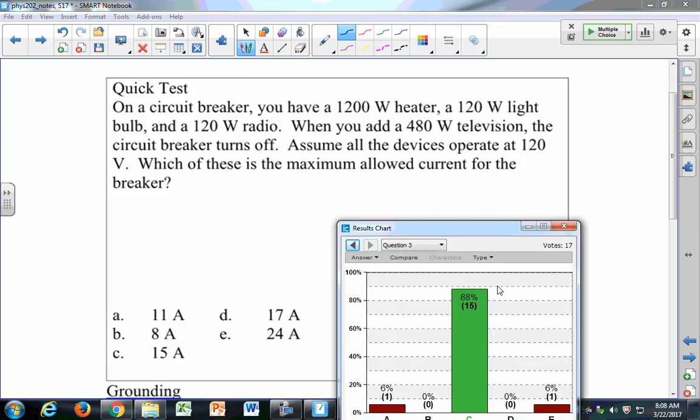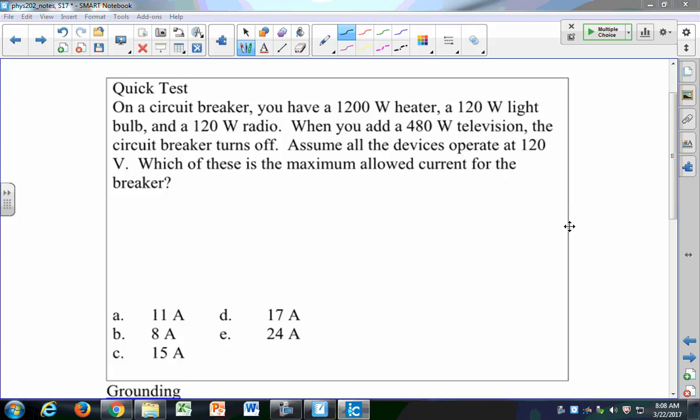That's close enough, right? All right, let me finish this. So here on a circuit breaker, our current is P over V. So this would be 1200 divided by 120, which would be 10 amps. So you get 10 amps from the heater, 1 amp from the light for a similar reason. 120 over 120 is 1. 1 amp here. So when it's running, I have 12 amps.